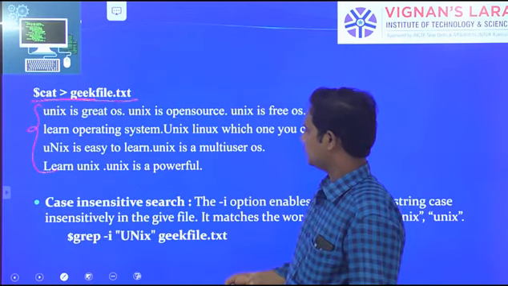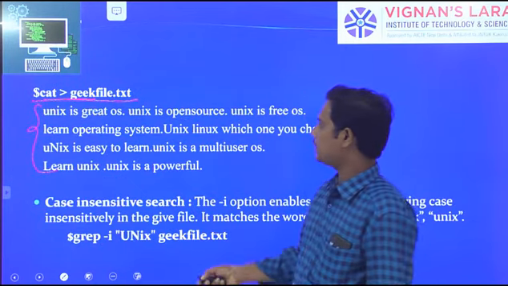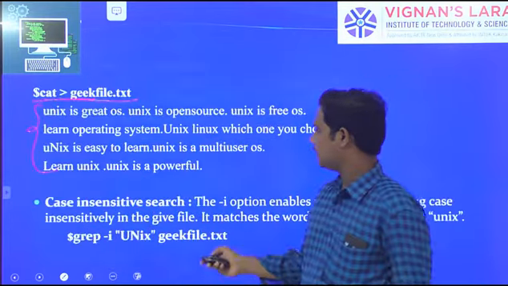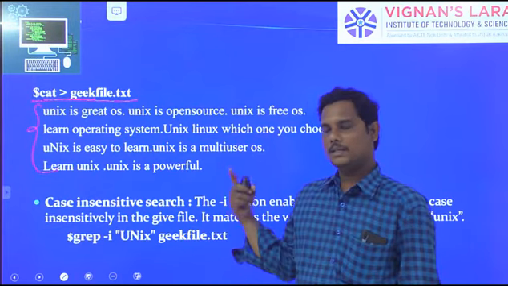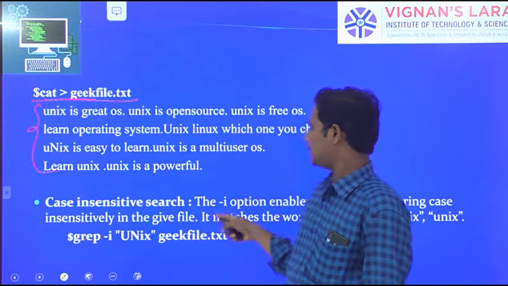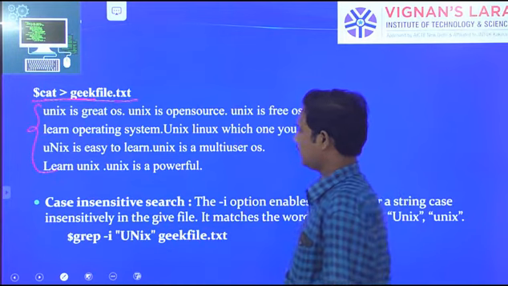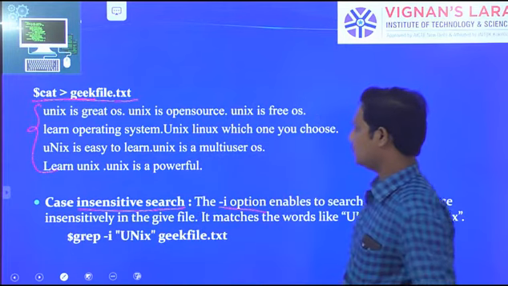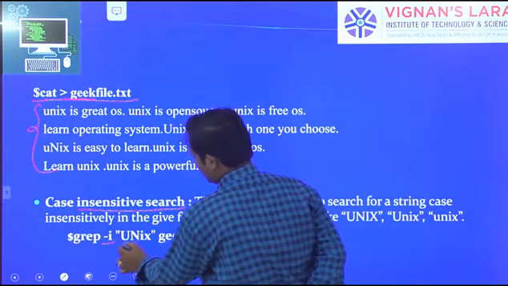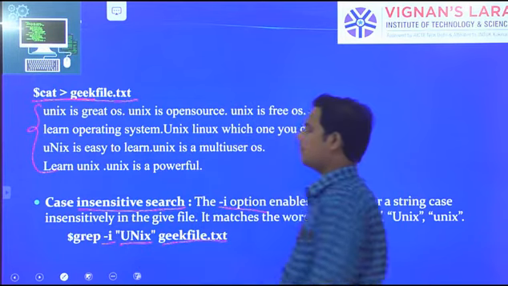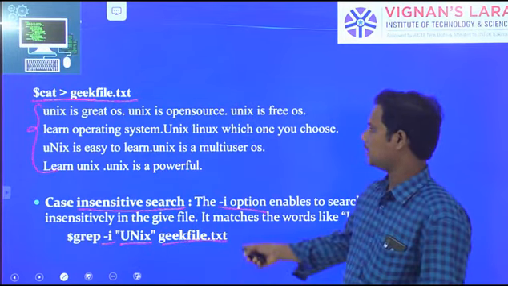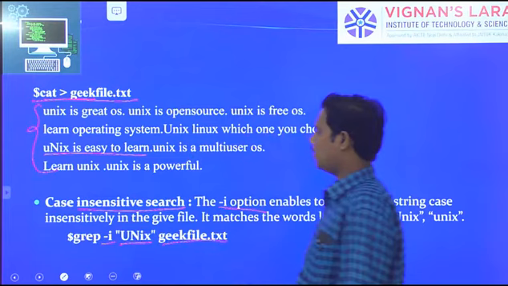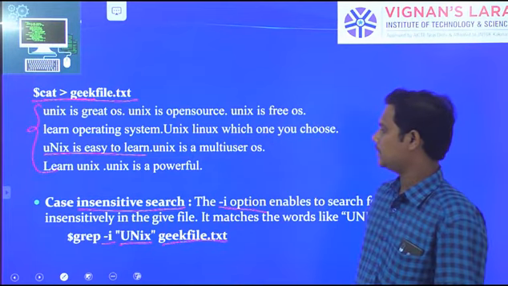Okay, next option I. See that option I, ignore case for matching. Whatever matches, either capital letters or small letters, will be displayed using ignore case. Okay, so it is case insensitive search. Option I we can use it. grep option I Unix, and whatever file you want to search, that will be displayed. What is the output? Here this will display the output for option I.